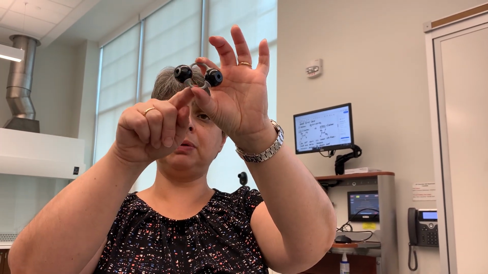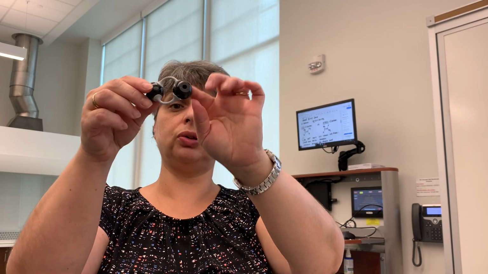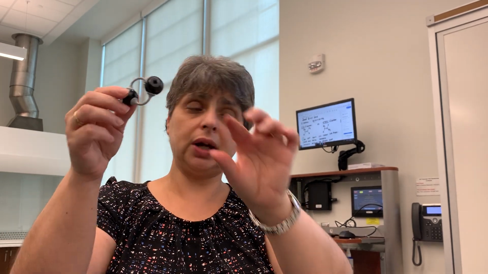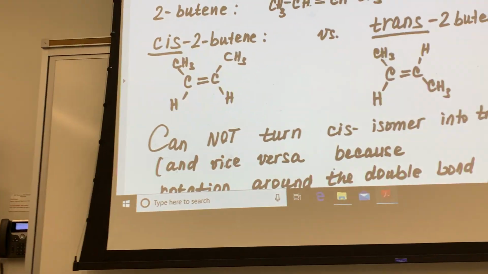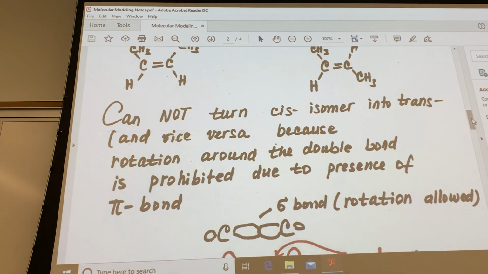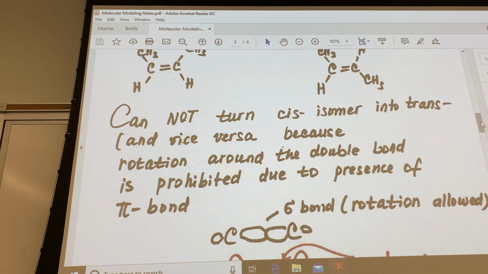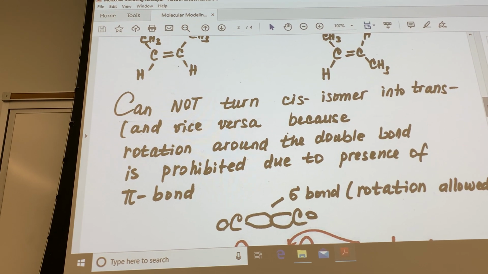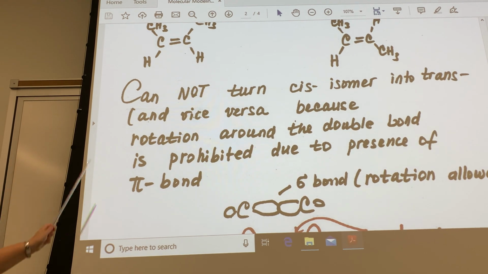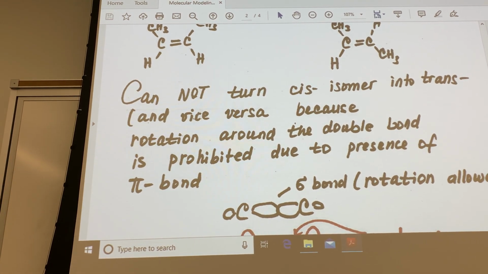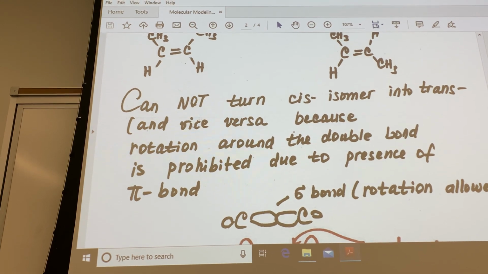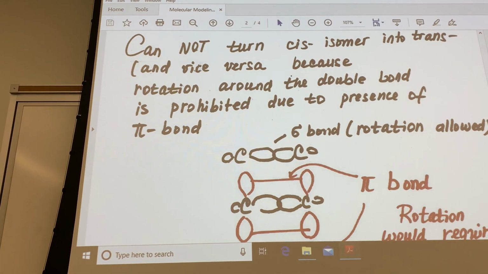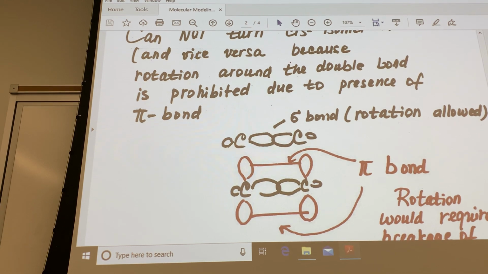Now, one thing that this model does not represent really well is the fact that these two bonds here, the part of the double bond, they're not the same. Here you may think that they're the same. They're not. And so this brings me to a point as to why we can't turn cis into trans. Well, turning cis into trans or vice versa would require us to rotate around the double bond. And this is not possible because of how this double bond is formed. And the thing about this is the two bonds that form the double bond are not the same.